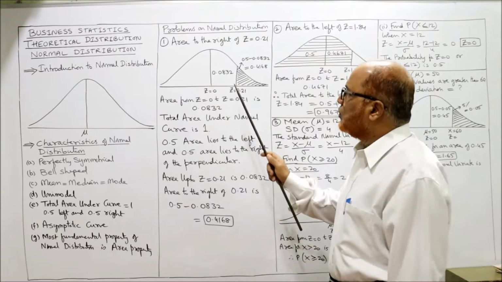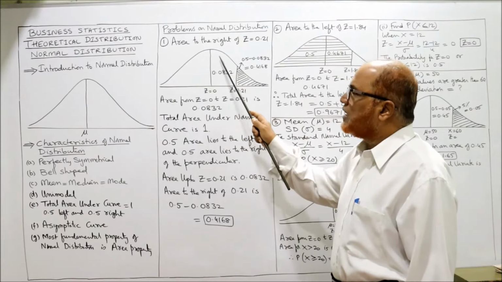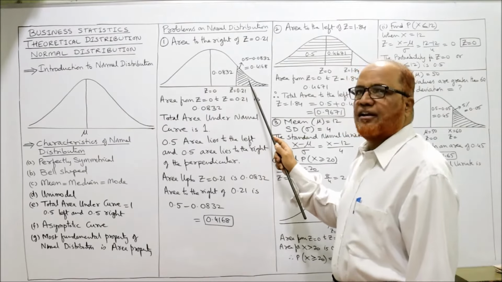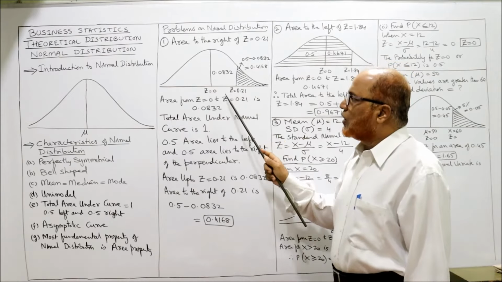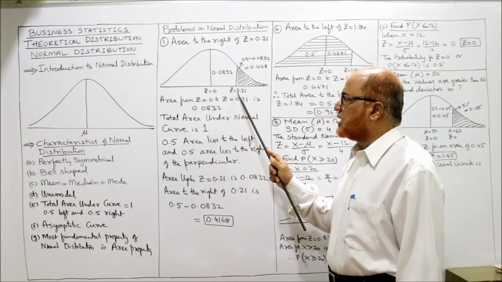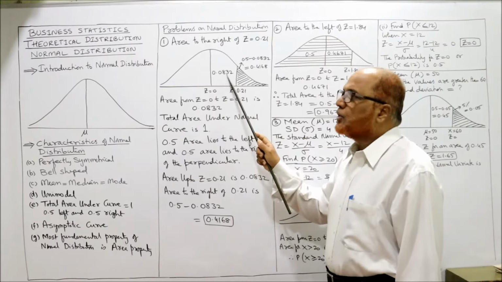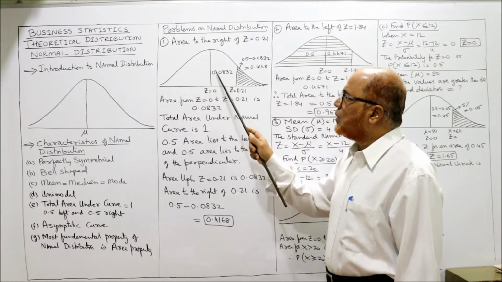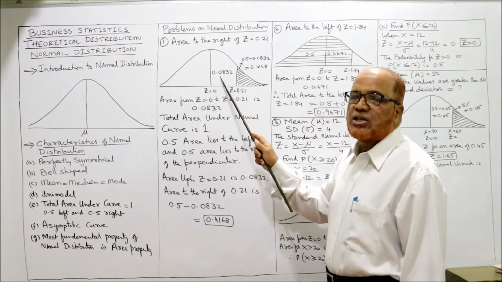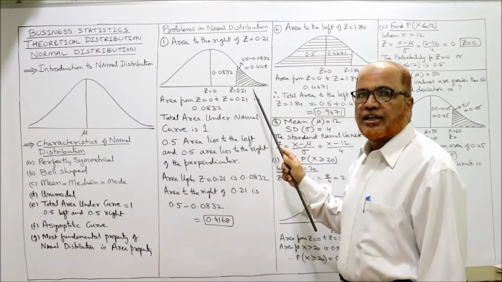Now we have the value. Two areas are there, unshaded and shaded. This is unshaded area and this is the shaded area. The unshaded area we got it. This unshaded area from z is equal to 0 to z is equal to 0.21 is 0.0832. तो ये unshaded area 0.0832 है. हमको ये एरिया नहीं चाहिए. We need the shaded area.